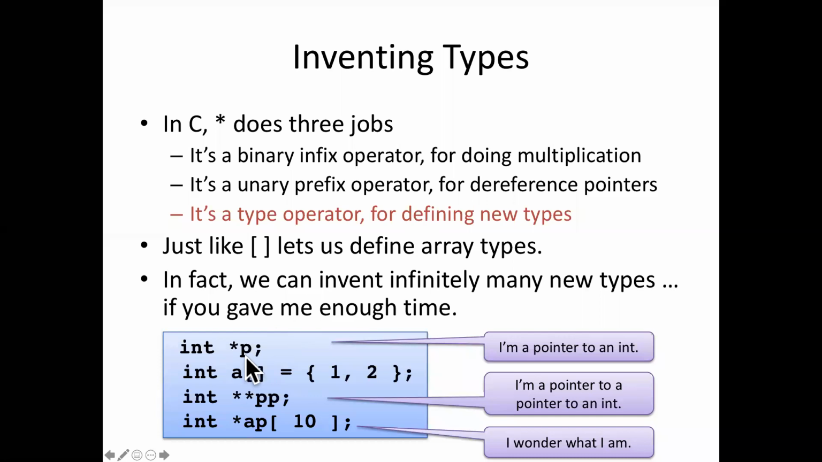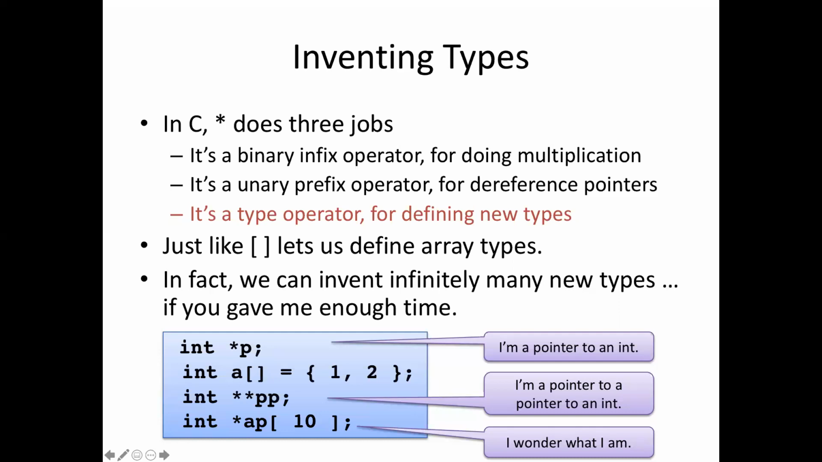It's the kind of thing we've been doing for the last 20 minutes. If you put square brackets after the name of a variable, you're making an array of ints. If you put a star in front of a variable, you're making a pointer to an int. What if you combine these? So here I've got AP, and in the front, I'm saying I want it to be a pointer. And on this side, I'm saying I want it to be an array of 10 things.